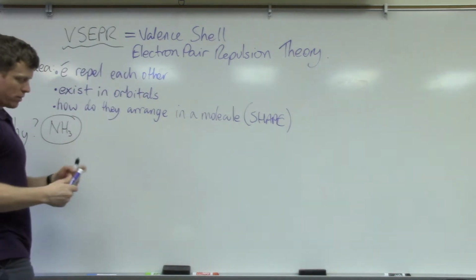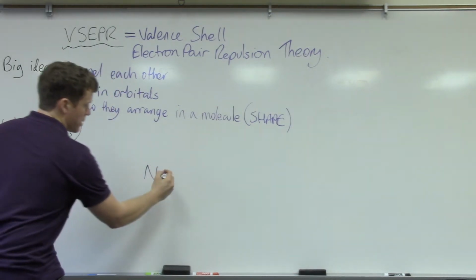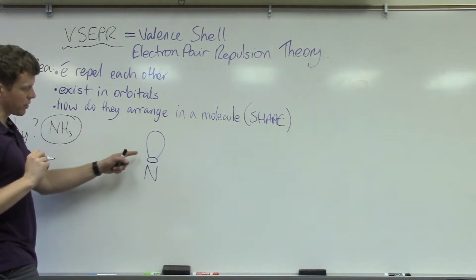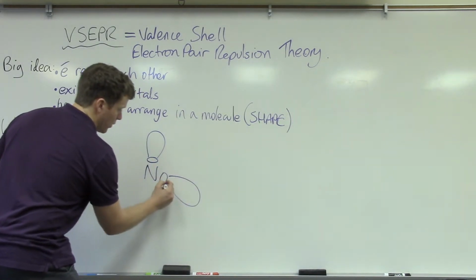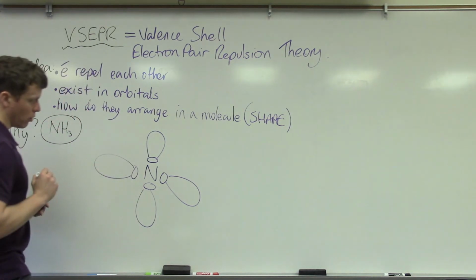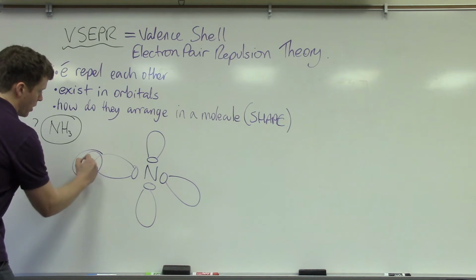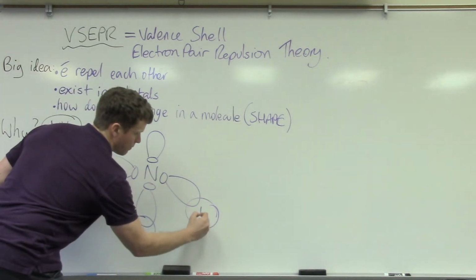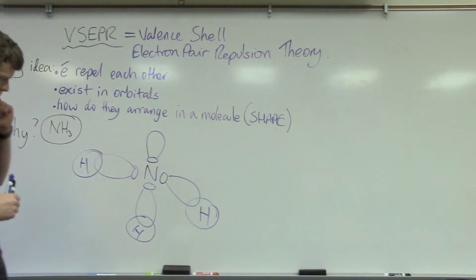If we're going to draw out ammonia, we have a nitrogen atom in the middle. We have a pair of electrons that's not bonded to anything. That's a lone pair. And then we have 3 more sp3 hybrid orbitals. These are all supposed to be the same size and shape. Then these 3 would overlap with each of the hydrogens. So that's how we end up with ammonia.